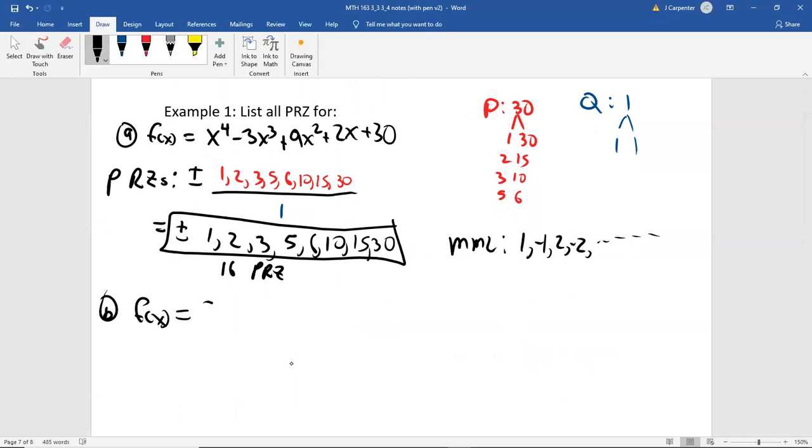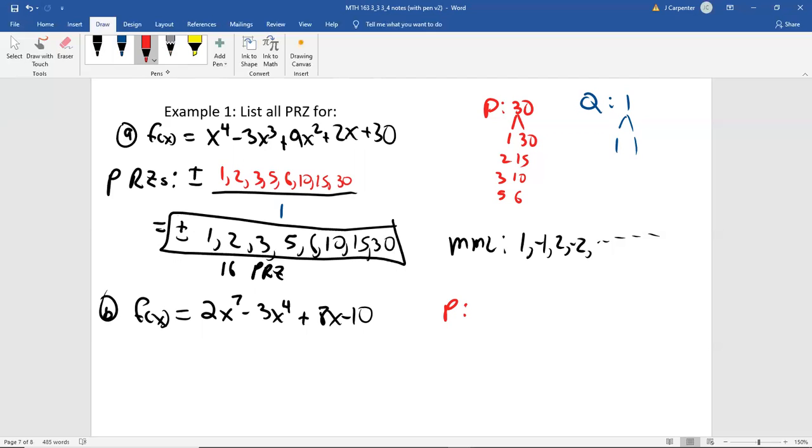F of x equals 2x to the 7th minus 3x to the 4th plus 8x minus 10. All right. Oh, four-term polynomial. Doesn't matter how many terms it has. Just make sure you've got the leading term accounted for, which is the 2x to the 7th, and the constant at the end, this is the minus 10. So it is the first and last that will give us our set of p's and q's. So mind your p's and q's.